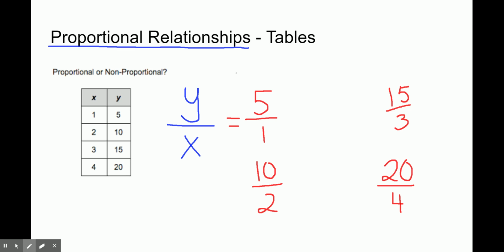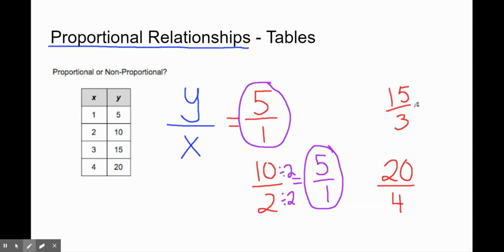So our first ratio, 5 over 1, is as reduced down as it's going to go. So that fraction cannot be reduced down. Our second ratio can be reduced down. Both of these are even numbers. We can divide both of these by 2 to reduce our fraction. 10 divided by 2 is 5. 2 divided by 2 is 1.